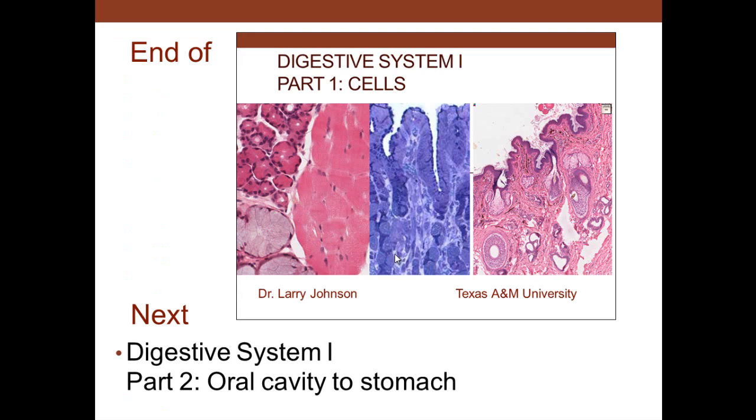This is the end of Digestive System 1. Part 1 has to do with cells. Next time, we will talk about the oral cavity, esophagus, and stomach.